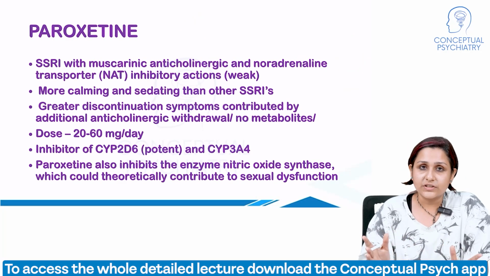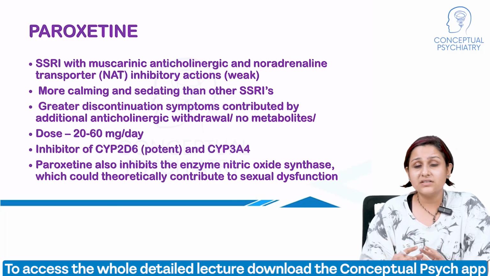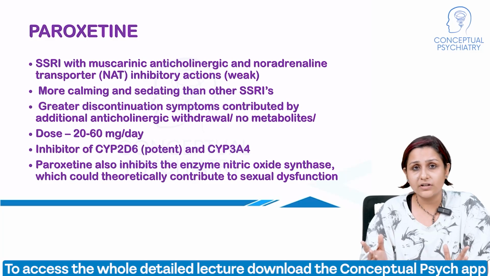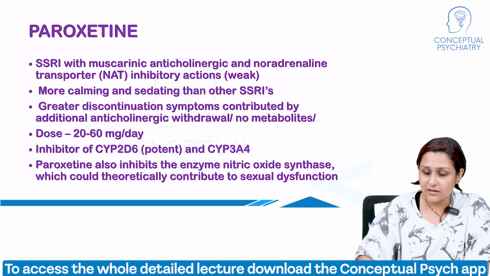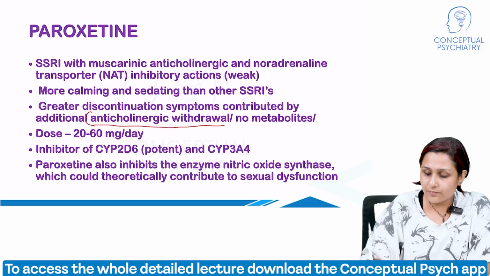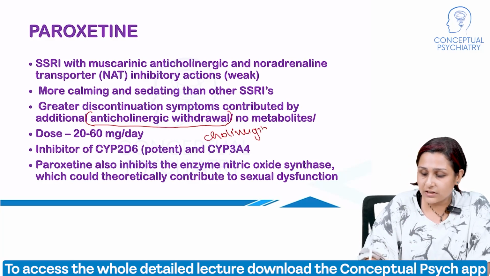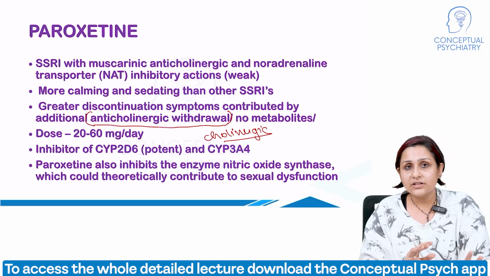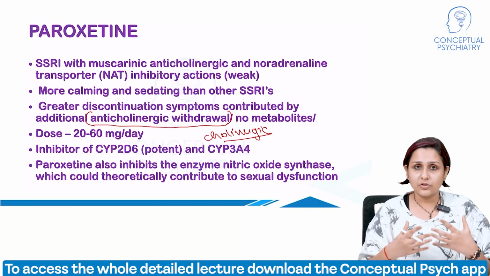Going on to paroxetine, it has prominent anticholinergic and NAT inhibitory actions, which are weaker compared to the cholinergic properties. It is more calming, it is more sedating, but the discontinuation symptoms are also quite prominent. This is because not only is its half-life on the shorter side, but because there is something called cholinergic withdrawal. When you stop, there's a cholinergic rebound, which means when you suddenly stop paroxetine, the anticholinergic brake is taken off and there is a cholinergic rebound that makes it very anxiety provoking for the patient.